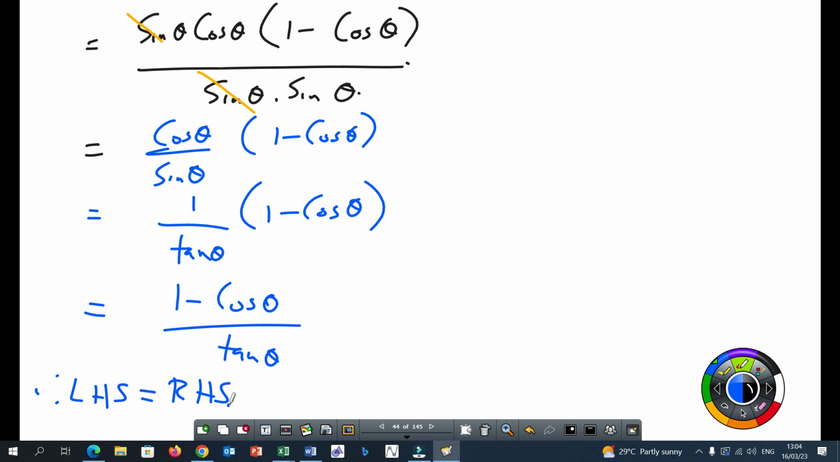Just so you see, initially I wanted to start with the numerator. Then I realized that later I need to factorize. But it's exactly the same.